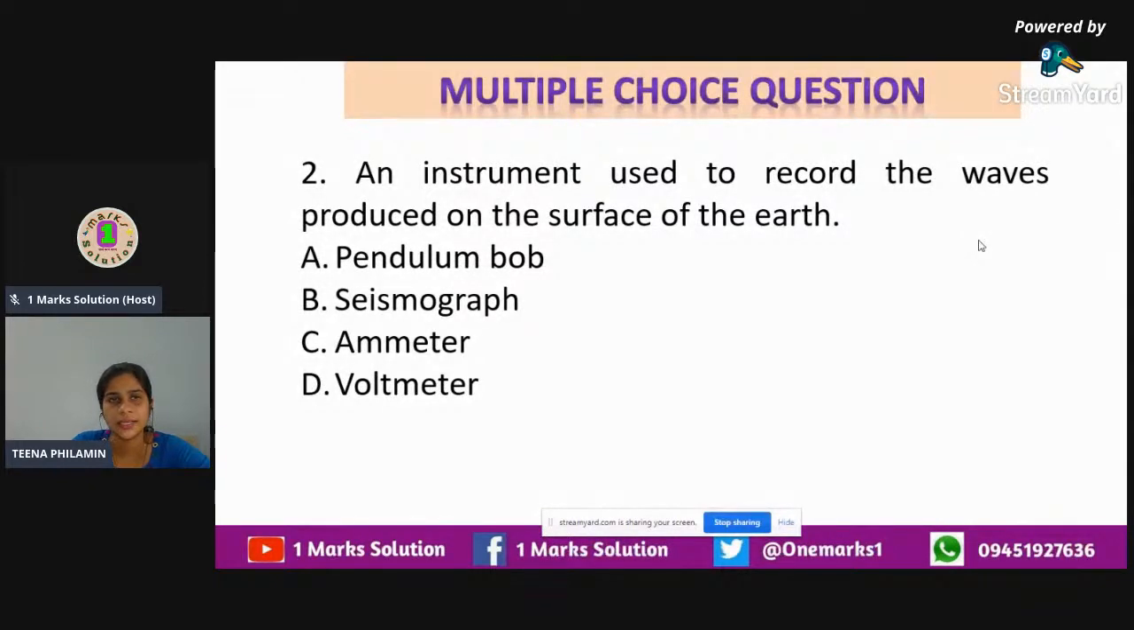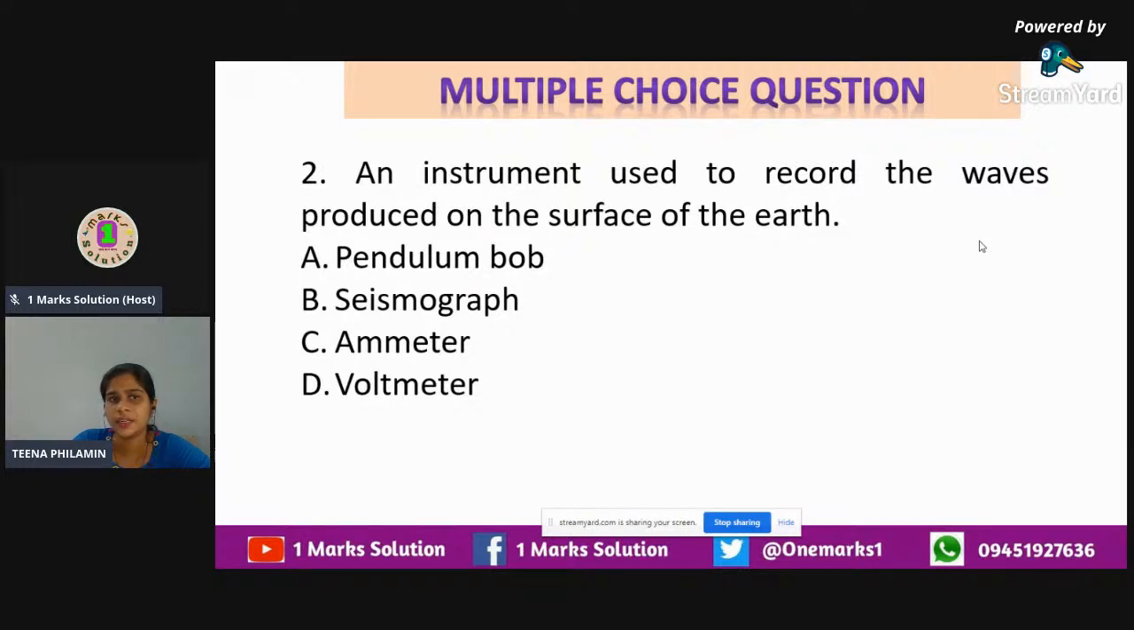Next question is, an instrument used to record the waves produced on the surface of the earth. We discussed that in Match the Following. Four options are given here: pendulum bob, seismograph, ammeter, voltmeter. The first one is pendulum bob. Pendulum bob is actually used to measure the acceleration due to gravity. And second one is seismograph. That instrument is used to record the waves produced on the surface of the earth.